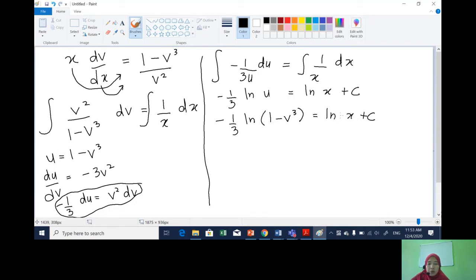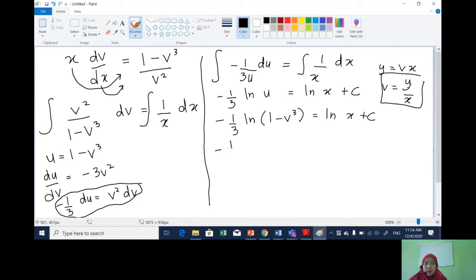Okay, so remember that our original function is not in terms of v, it's in terms of x and y. So we use here y equal to vx. This is the form that we transformed just now. So here we have v as y over x. Our form for v must be transformed back into y over x.